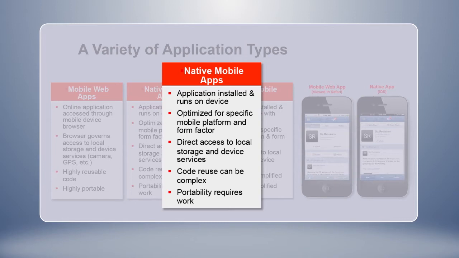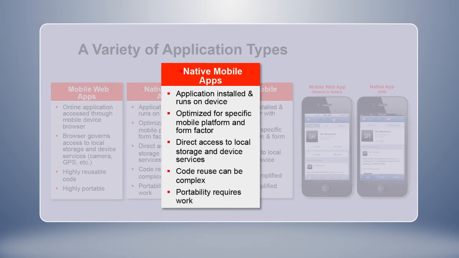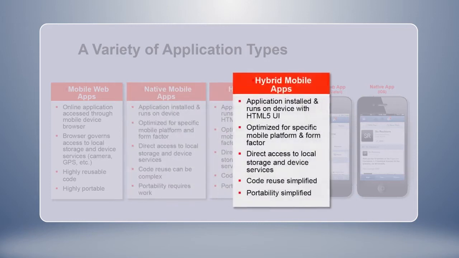The other type of apps we're seeing are native apps. These are what you typically download from the Apple Store or the Google Store, and they're optimized for a specific operating system and device. They provide direct access to local storage and device services like the camera and barcode scanners and so forth. Unfortunately, this type of application is very difficult to port to other platforms and basically has to be rewritten for every operating system and form factor.